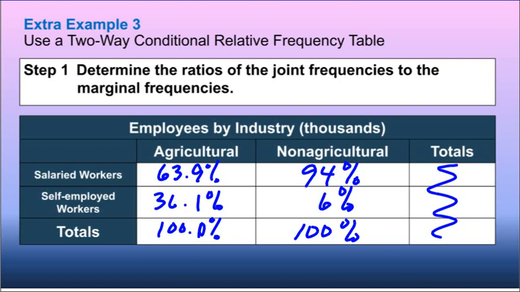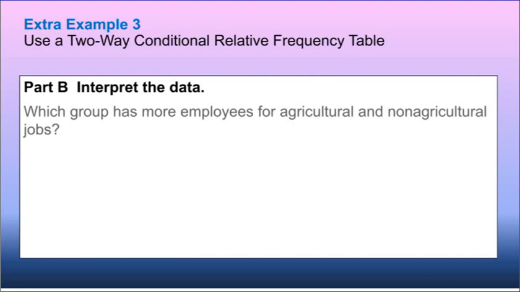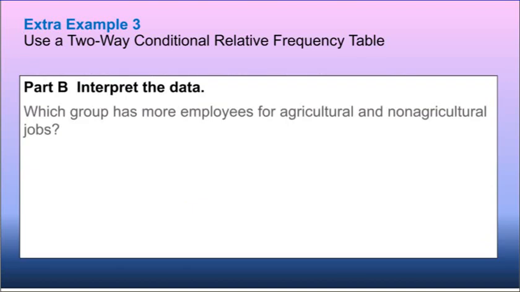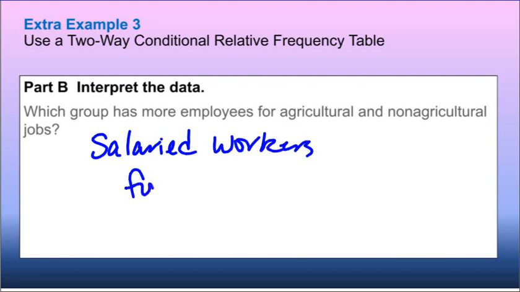So now we can go about answering the question, which is which group has more employees for agricultural and non-agricultural jobs? So you're comparing agricultural and non-agricultural, the number of jobs here. So when you look at that, most of the workers are in salaried agricultural and non-agricultural workers. So that's where most of the workers are. So they'd be salaried workers for ag and non-agricultural.